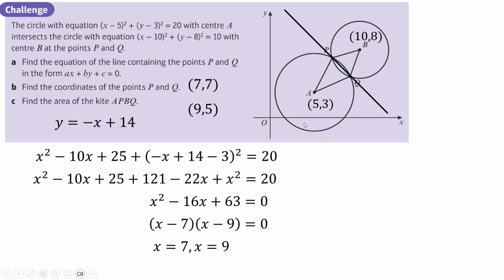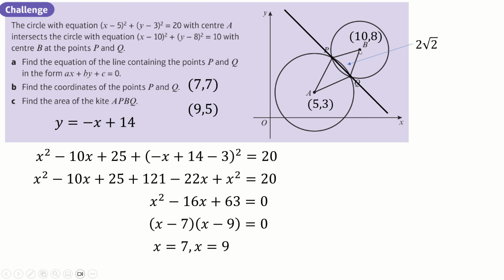And then find the area of the kite APBQ. A really nice little fact about kites is that the diagonals must intersect at 90 degrees. And the reason that's really helpful in this case, the length of this diagonal here is just the distance between P and Q, which is the square root of 2 squared plus 2 squared, which of course is 2 root 2. It's just a bigger version of the 1, 1, root 2 triangle. It's the 2, 2, 2 root 2 triangle.